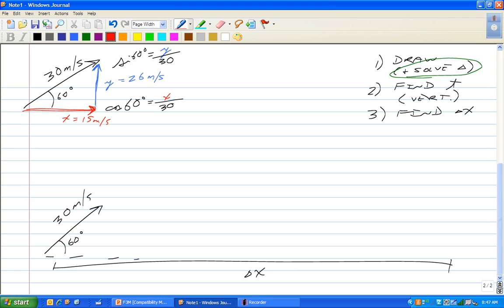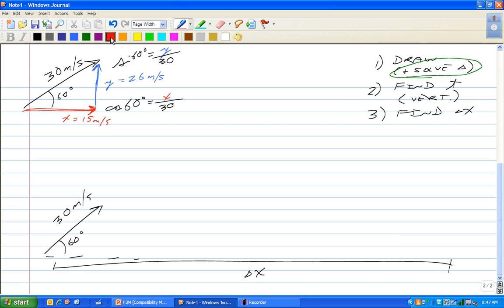Now, we had to split those up because, excellent, perpendicular components are independent of each other. That 15 meters per second to the right is not going to do squat about that 26 meters per second up. And we saw that in our horizontal launches, right?